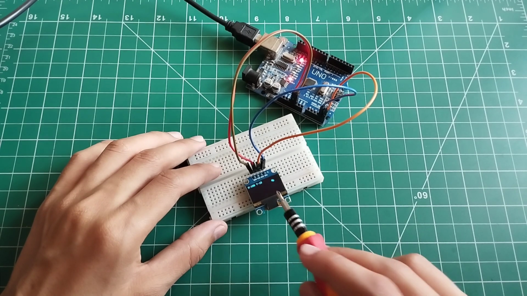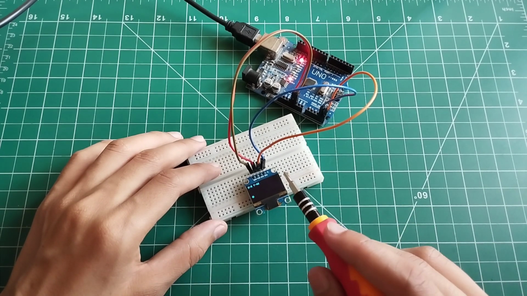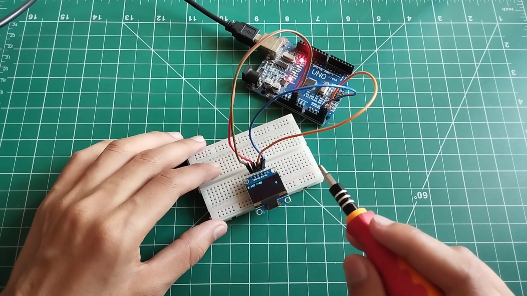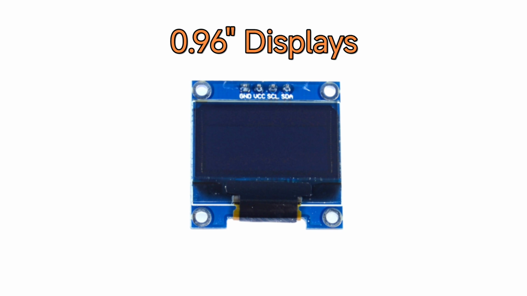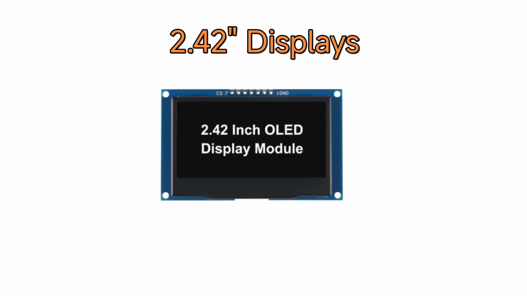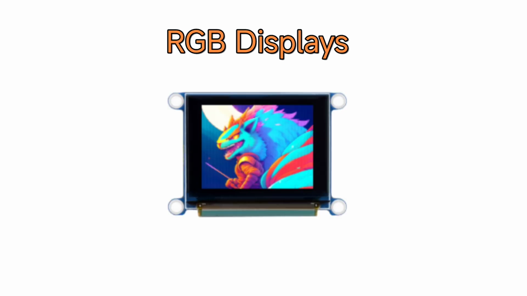So the OLED screen is far better than the LCD in terms of high contrast, true black level and low power consumption. Because the OLED screen has a black screen, and obviously a black screen consumes less power. Now OLED displays come in various sizes like 0.96 inch, the one that I have, 1.5 inch, 2.42 inch, and some OLED displays are also RGB in nature, but they are a bit expensive.